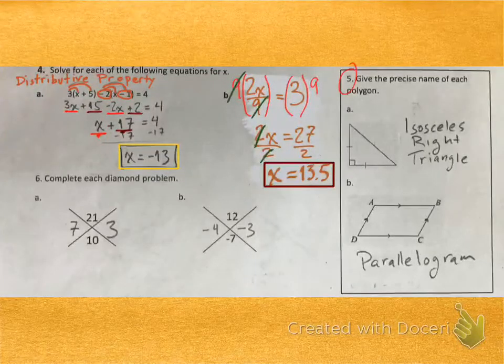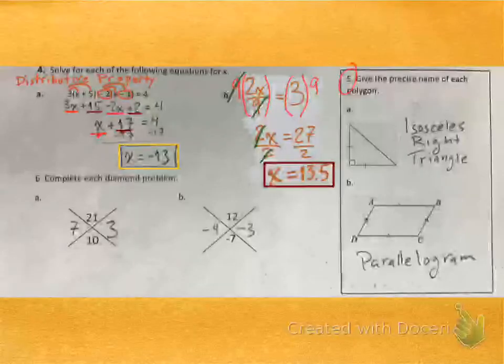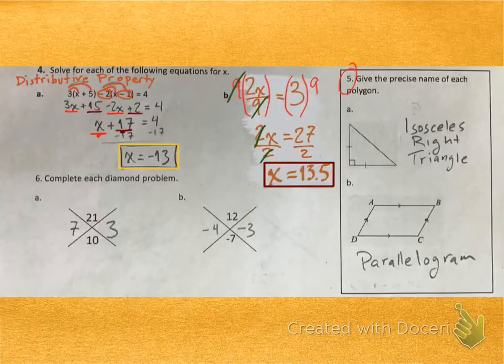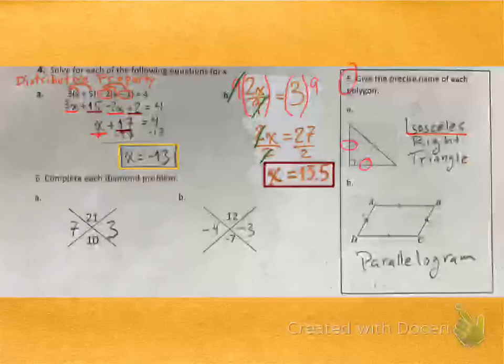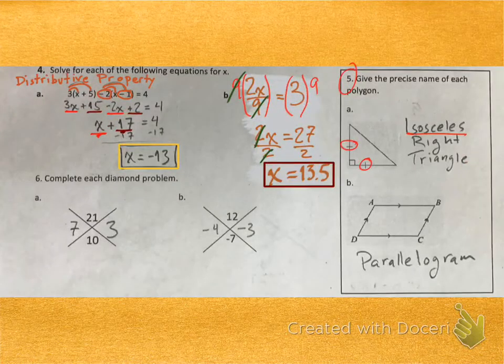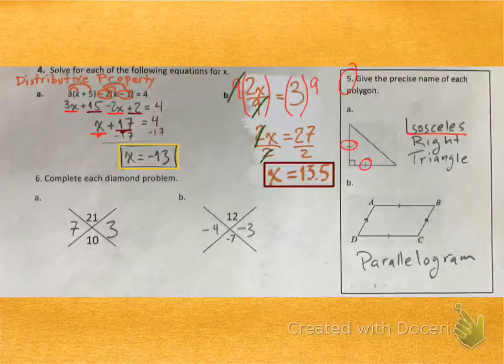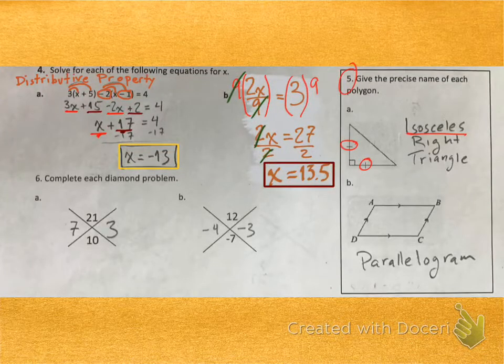In number 5, you are identifying these polygons by their precise name. That's an isosceles right triangle because it's got 2 angles that are the same, and it's also got that 90-degree angle there. So that's an isosceles right triangle. You could also say right isosceles triangle.